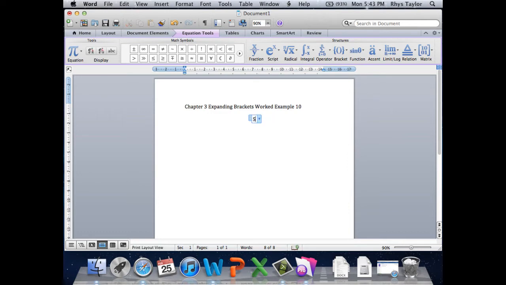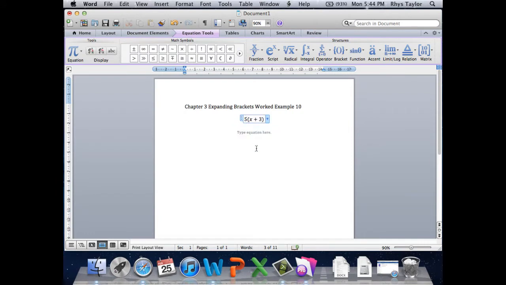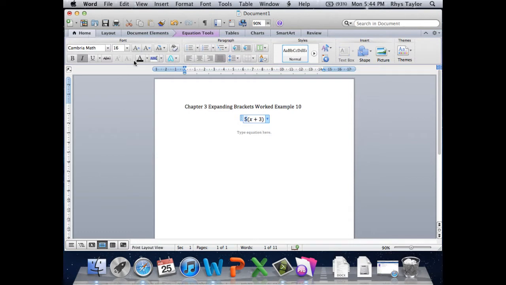So I've got 5 bracket x plus 3. Right. Looks simple enough. Let's see what we do. What is sneakily hidden in here? A multiply sign. And what is happening is that we are going to multiply these guys together.